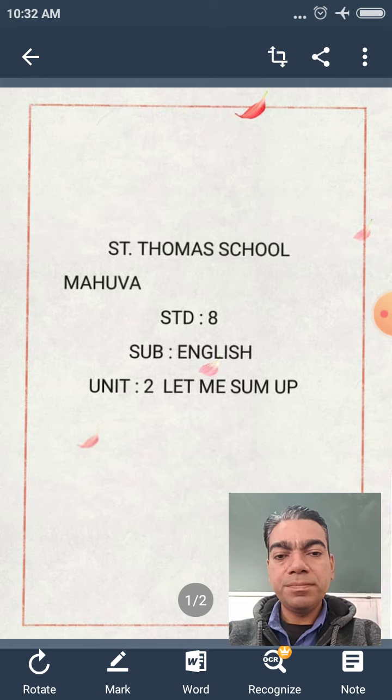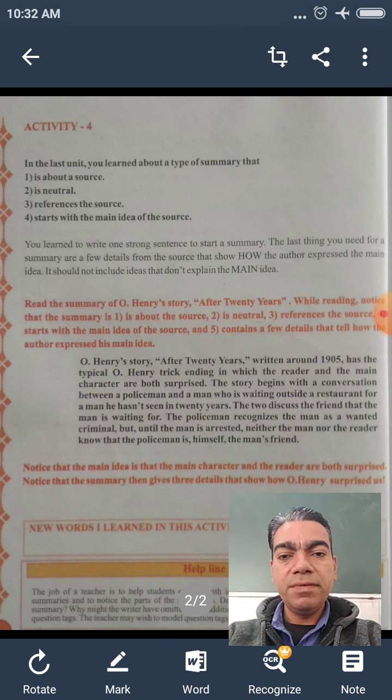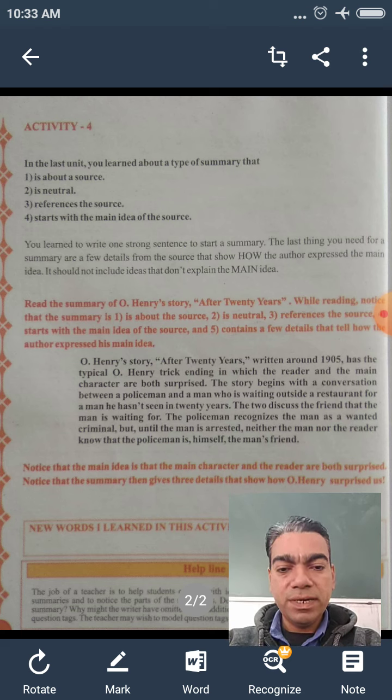Let me sum up. So my dear students, in the previous session, we discussed activity number 3. In that, we saw question tags. That PDF I also sent. I hope you have completed it. Now today let us see activity number 4.